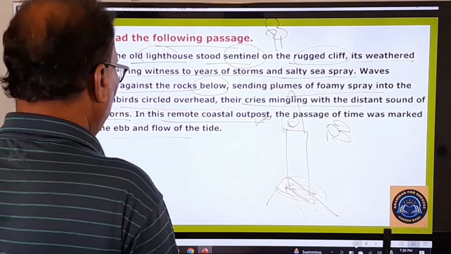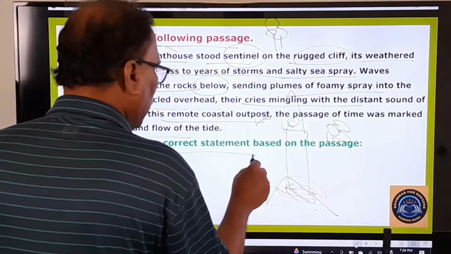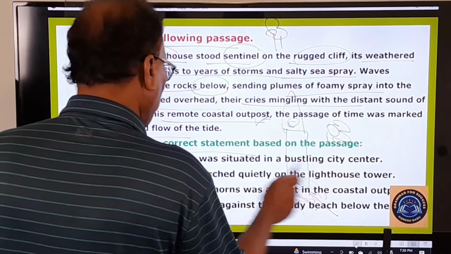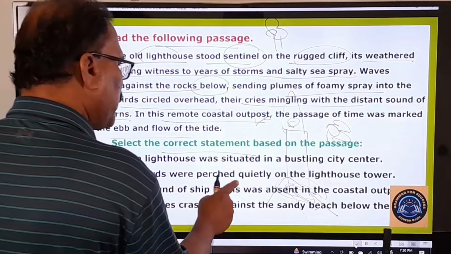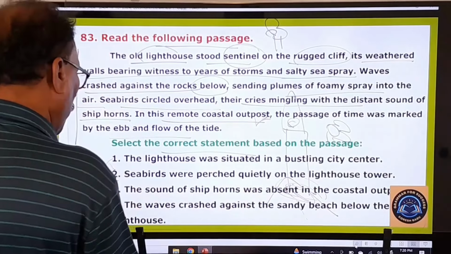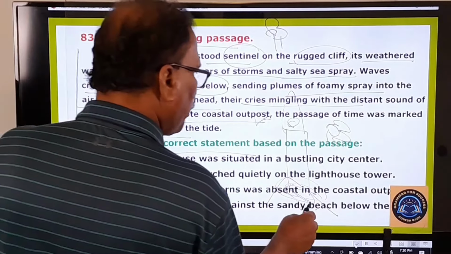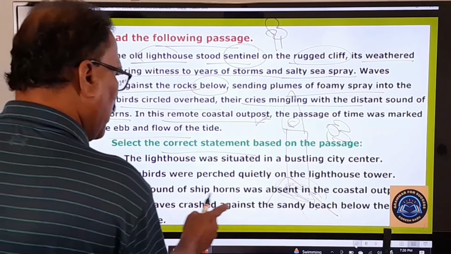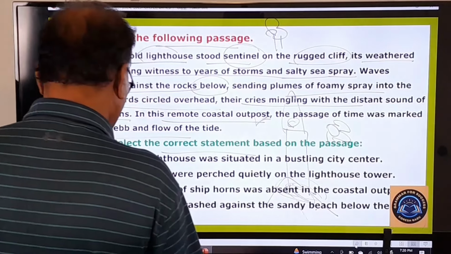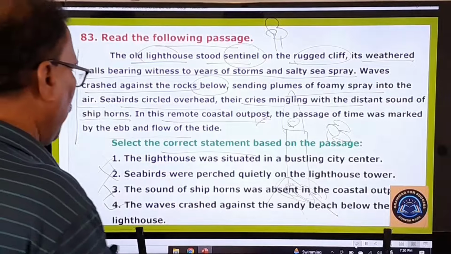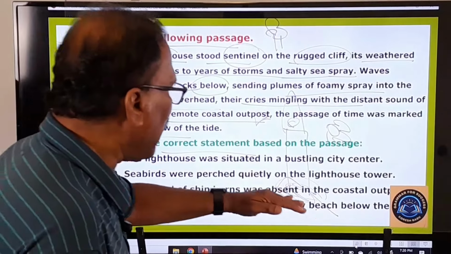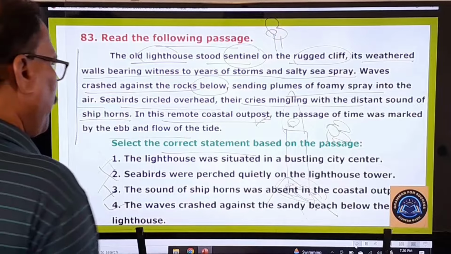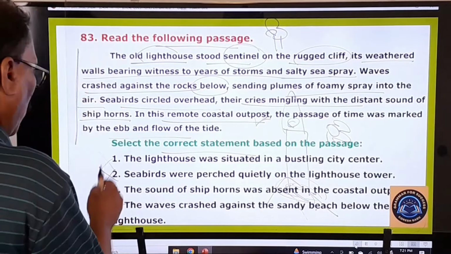And let us look at the first question. Select the correct statement. What is that? The lighthouse was situated in a bustling city. Now, seabirds were perched quietly on the lighthouse tower. No. The sound of ship horns was absent in the coastal outpost. No. The waves crashed against the sandy beach below the lighthouse. This fourth one is the right one. The waves crashed against the sandy beach below the lighthouse. Okay. This fourth one is only the right one. Okay. And all others are wrong.